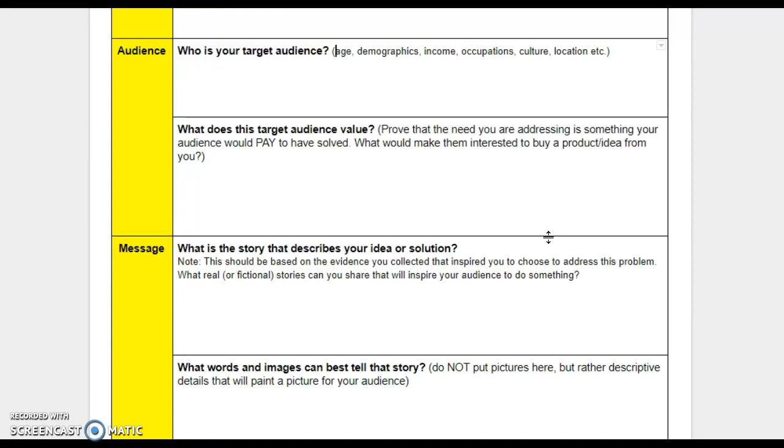Your research in this section might look like statistics about who this actually impacts. It can be based on the struggles that you've identified and how that relates to this target audience. The second section is, what does this target audience value? And so what you're looking for are values.